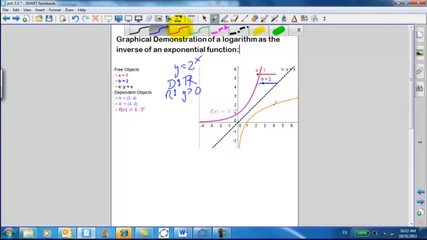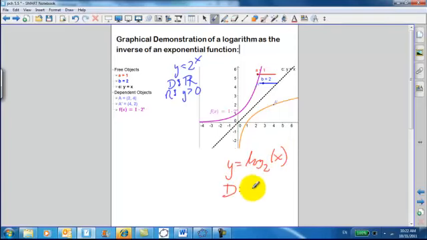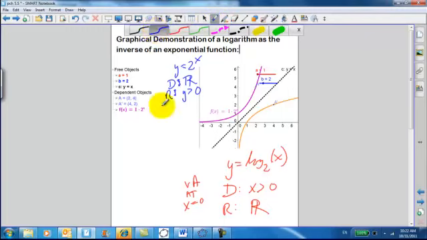Now when we look at the inverse function, it ends up being y equals log base 2 of x. And its domain is x greater than 0, because of that whole flipping of inverse functions. And the range is all reals. And notice it has a vertical asymptote at x equals 0, compared to the original exponential function, which had a horizontal asymptote at y equals 0. So even that gets flipped as well.